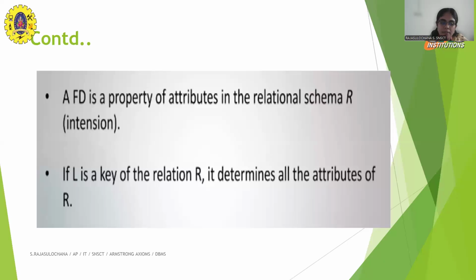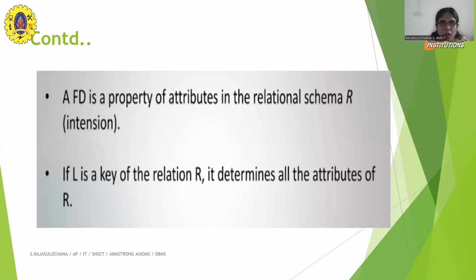So next is non-trivial functional dependency. Non-trivial functional dependency is that the dependent is strictly not a subset of the determinant. If the dependent is strictly not a subset of the determinant, then it is non-trivial functional dependency. It is quite the opposite of trivial functional dependency, where if A determines B, then B should be a proper subset of A. Whereas in case of non-trivial, B is not a proper subset of A. So this is non-trivial functional dependency.